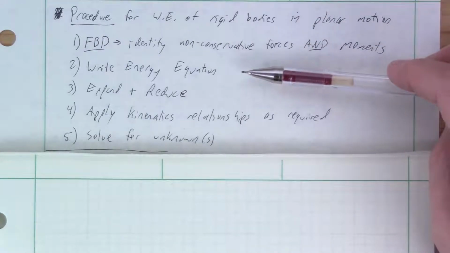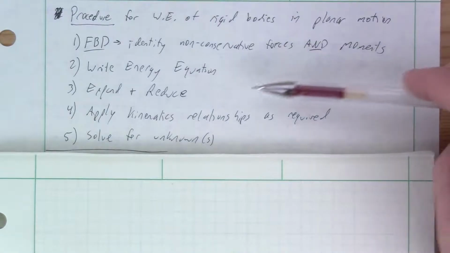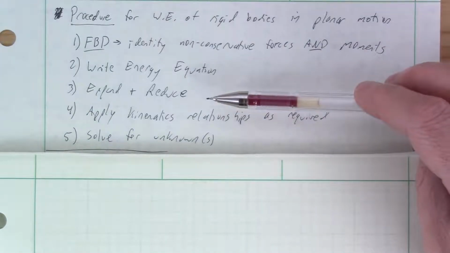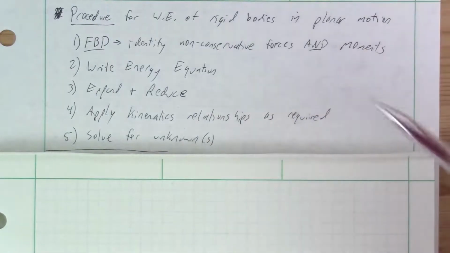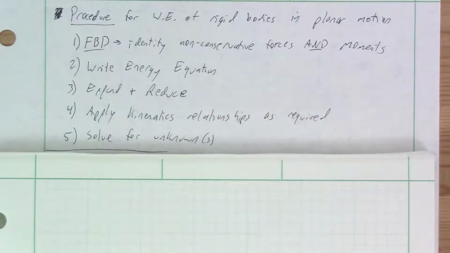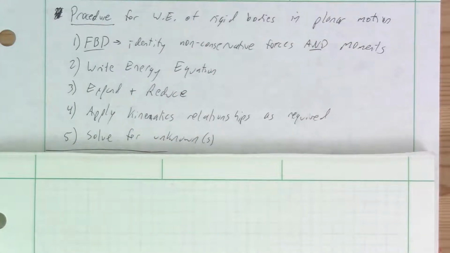We then write out the energy equation. I was just going to write it right here, but we're going to see it in the upcoming examples. Expand and reduce that energy equation, apply kinematics if we need to, and then solve for the unknowns. Okay, so that'll be the general procedure.